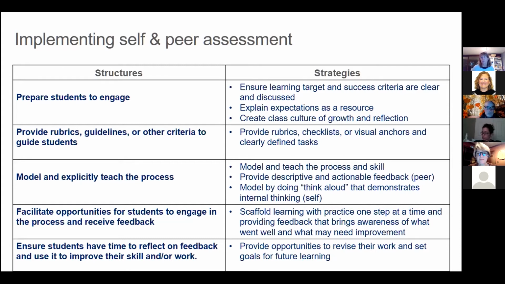Exemplars are examples of what quality work could look like. We have to model and explicitly teach the process, right? So we have to provide both descriptive and actionable feedback. We do that by thinking aloud. We want to facilitate opportunities for students to engage in the process and receive that feedback either from their peers or from themselves. So we have to give them that time to reflect. That's what feedback really is. It's a time of reflection and then taking that information and moving yourself forward, maybe setting a goal and moving yourself towards that goal. And we need to ensure that students have time to do that, right?